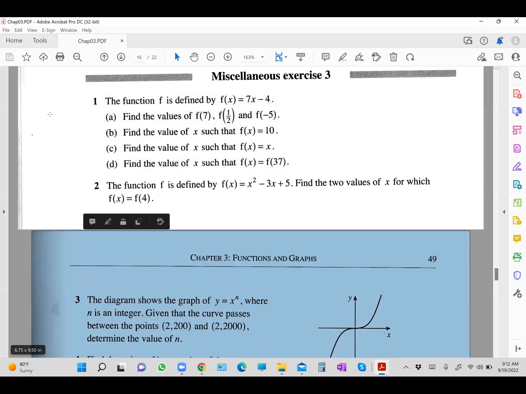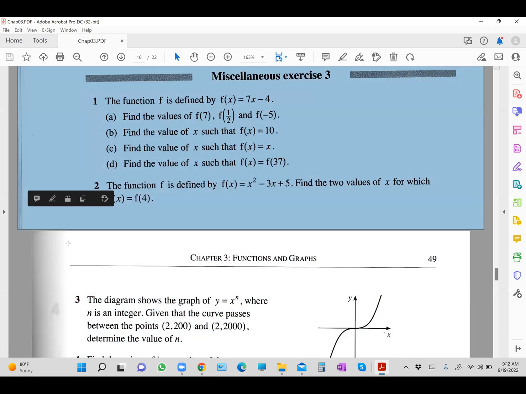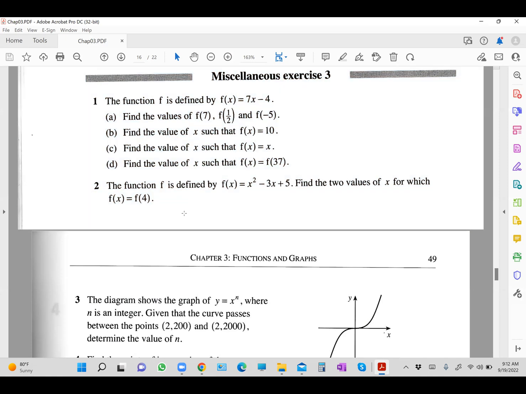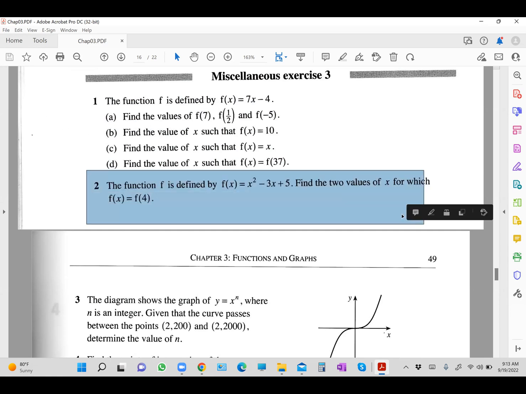All right, so we're back here. And now if we continue with this section here, it says, look at number 2. It says here, find the two values of x for which f of x equals f of 4, sorry. And so that is a little bit more interesting. Don't you think? Like if I gave you this question now, let's go ahead and copy and paste it onto the whiteboard.